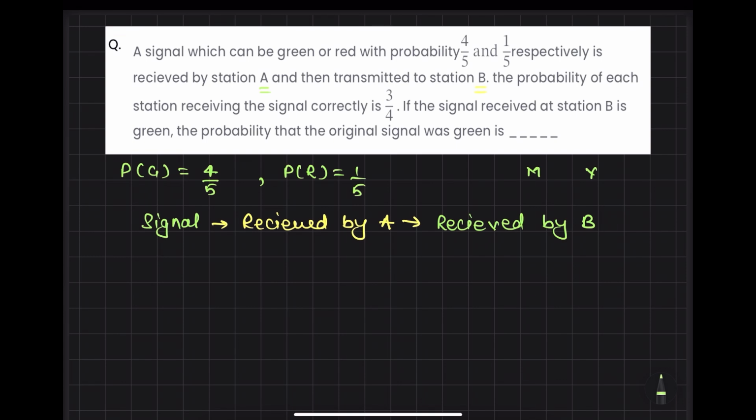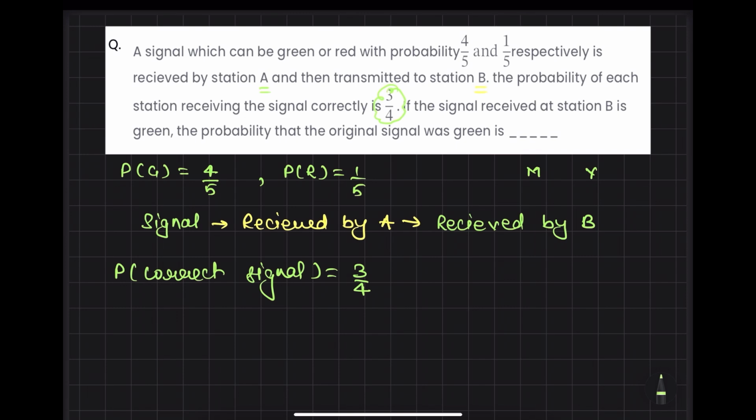Now the probability of each station receiving the signal correctly. So probability of correct signal is 3 by 4. So probability of wrong signal will become what? 1 by 4.